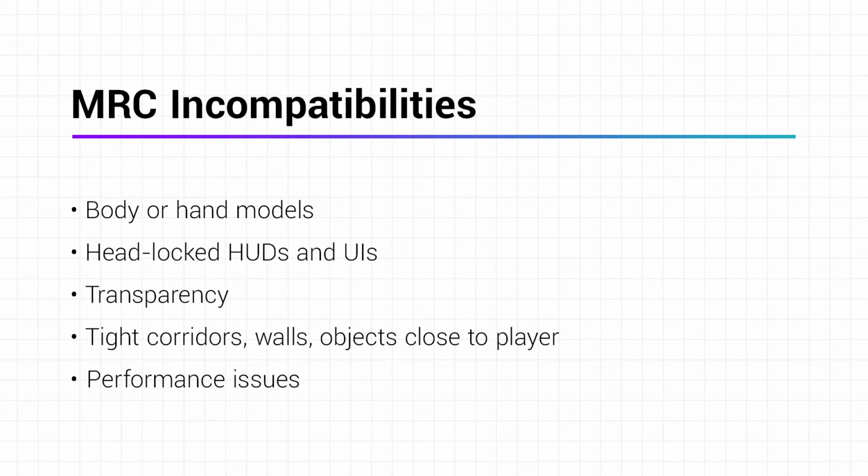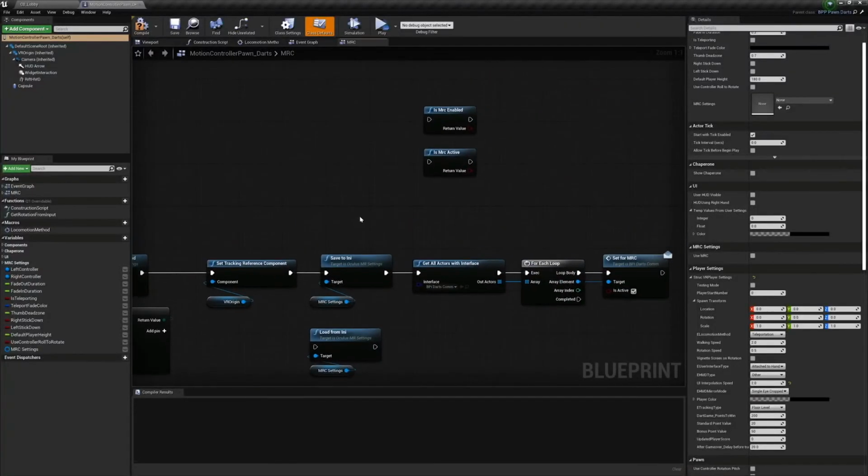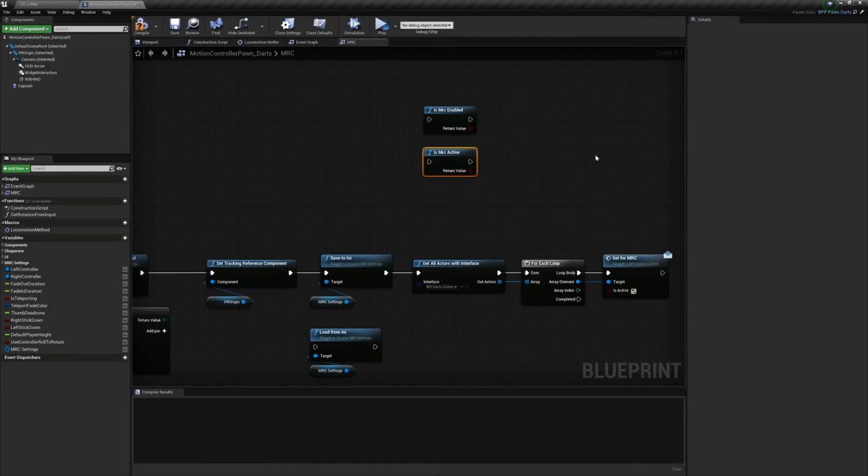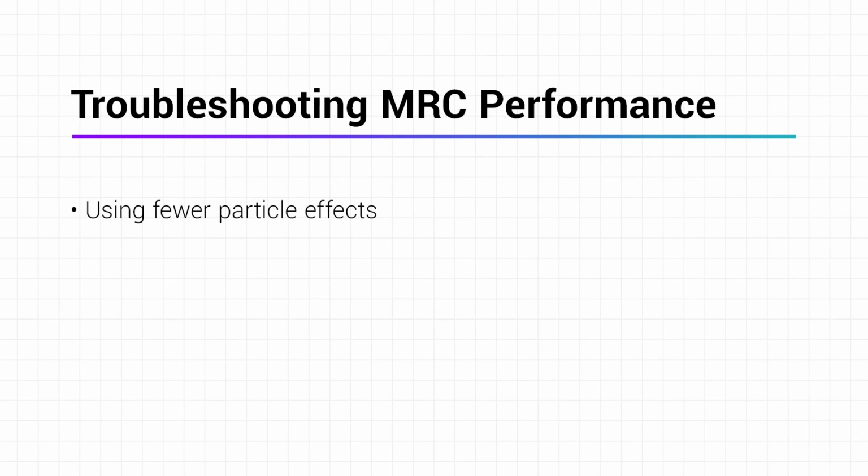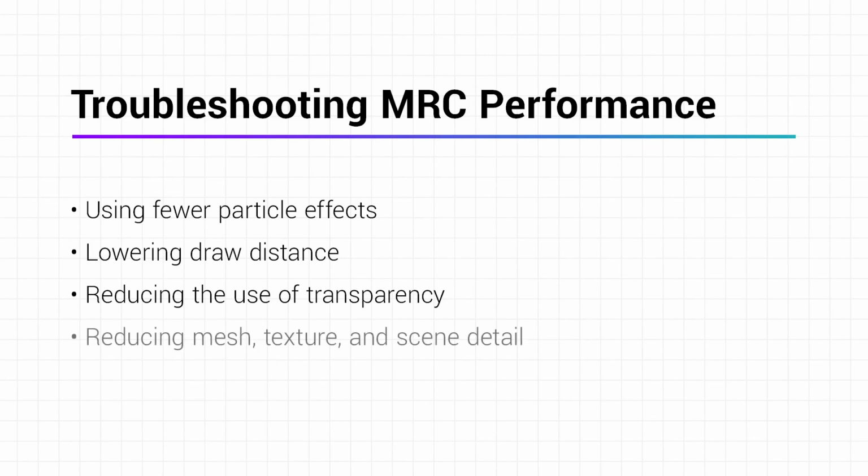Performance is also something that you may want to test with MRC enabled, as rendering a third camera will require additional rendering resources. If your game already has minimal performance headroom without MRC enabled, you may find significant performance issues when it is enabled. If this is the case, one possible solution would be to use Is MRC Active to enable or disable certain expensive, non-essential visual effects. Examples include using fewer particle effects, lowering draw distance, reducing the use of transparency, and reducing mesh, texture, and scene detail.